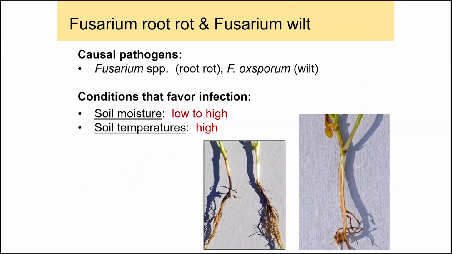Another root rot and wilt disease is going to be fusarium. So the conditions that favor infection are going to be kind of any range of soil moisture, but also high soil temperatures. So you can see in the picture on the right, the stem actually has a pink streak in it, and that is due to fusarium. And then the picture on the left, you can just see that damping off is occurring in those plants.